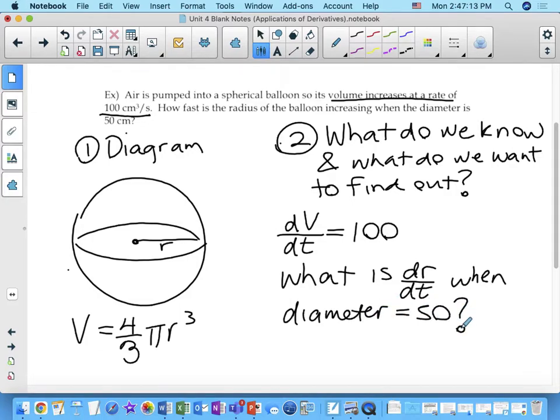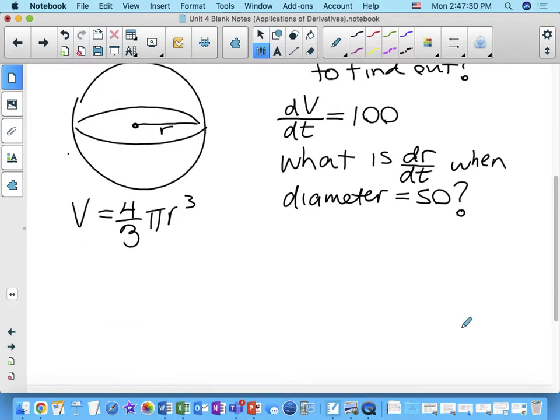That's what we want to know. Okay, well, diameter equals 50. I mean, the diameter isn't exactly in this equation, but if the diameter is 50, then what do we know? Radius is 25. So you can sort of say, i.e., r equals 25.